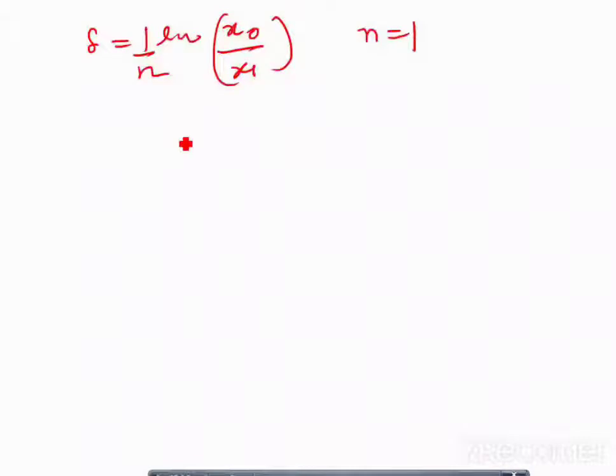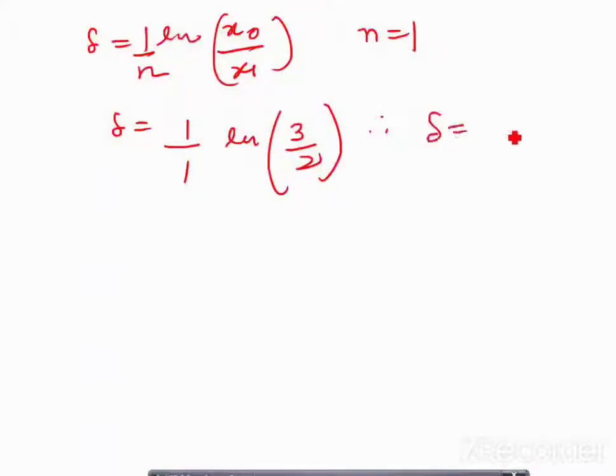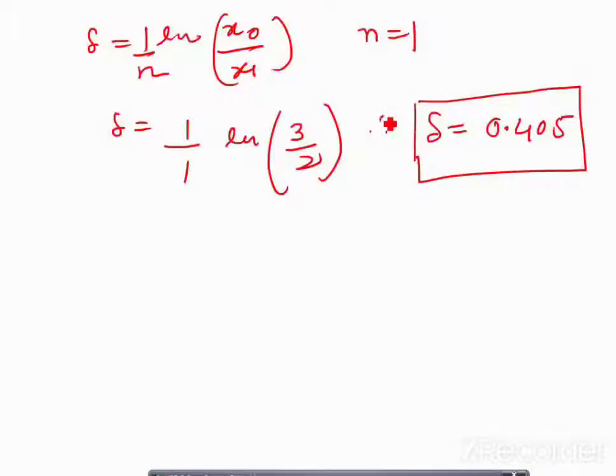So I will start like this. Delta is equal to 1 upon n ln of x0 upon x1. Now n is equal to 1, right? So delta is equal to 1 upon 1 ln of x0 upon x1, which is constant, equal to 3 upon 2. From this I am getting delta equal to 0.405. Now once I have calculated delta equal to 0.405, the second step is that they have asked for the damping torque.